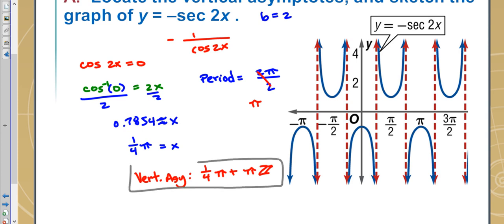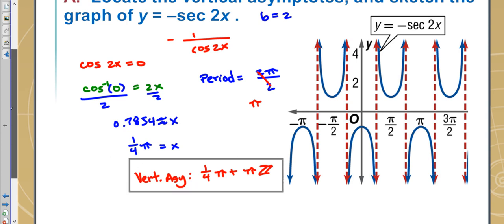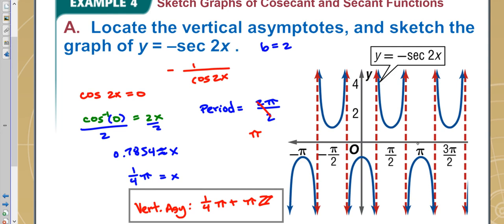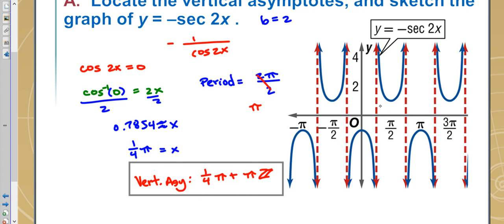That's our vertical asymptotes. Now we've passed on. Let me see if there's anything else we need to find. Nope. And so that would be our graph. We start at 1/4 pi, then we'd have the next one. And I pause there for a moment because it threw me off. Here we have one at 1/4 pi, and the next one comes at 3/4 pi, not 1 and 1/4. So this one is the next period.